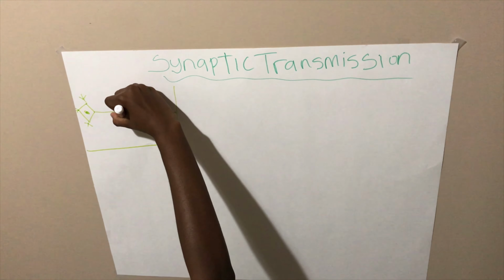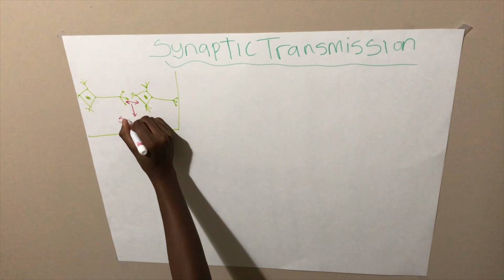A synapse is the space between neurons that do not touch in the nervous system.